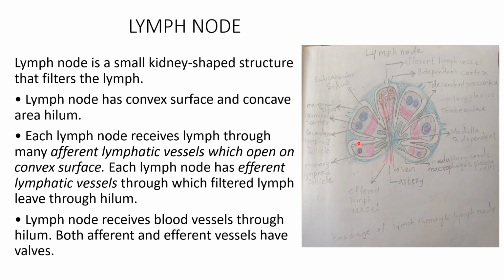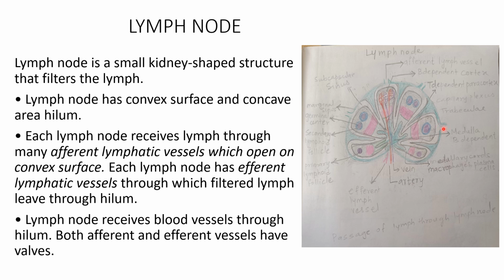So this is the convex surface of the lymph node, and there is concave surface. So the concave surface has the hilum part, and the lymph node receives lymph via afferent vessels. So these are all afferent vessels. They open in the convex surface of the lymph node. So these are all afferent lymphatic vessels which will carry the lymph into the lymph node.